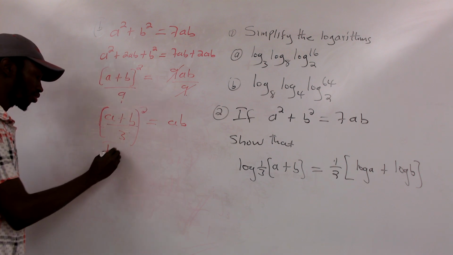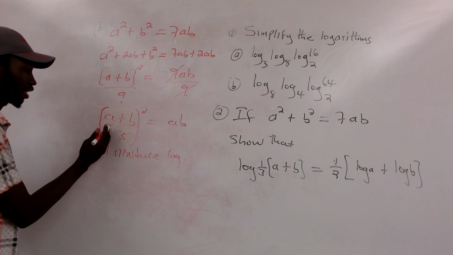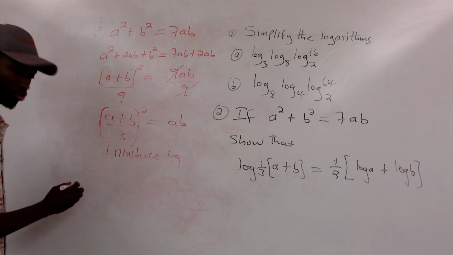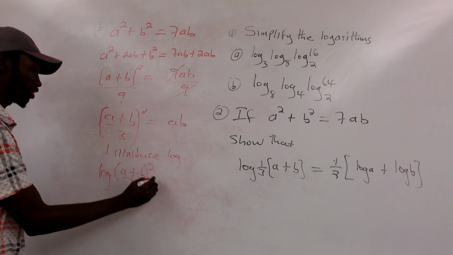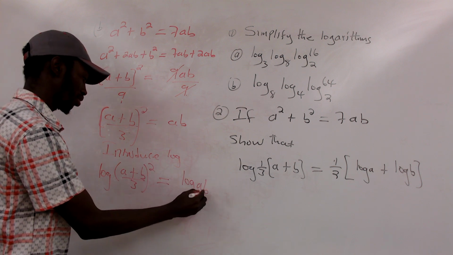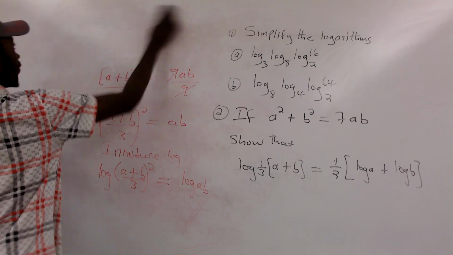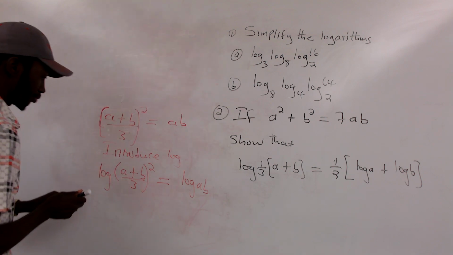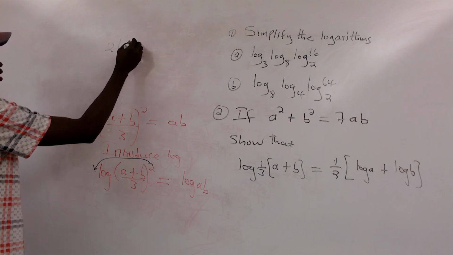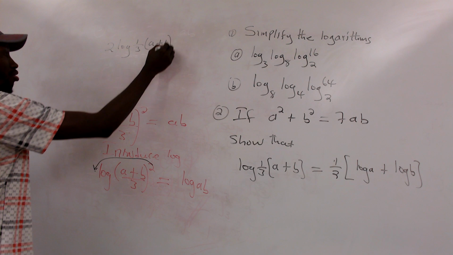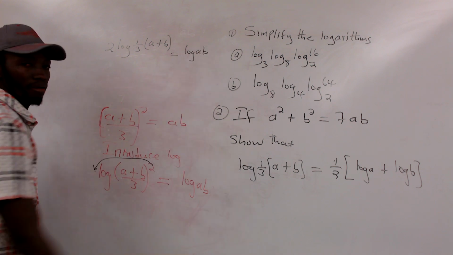So in this case, we introduce log on both sides. If we introduce log on the left hand side, we introduce log on the right hand side. So the value will be log of a plus b all over 3, all squared, equals to log ab. You see? So if we carefully move forward to complete this problem, this 2, we move it to the coefficient of this, which will be 2 log into 1 upon 3 into a plus b, because this 1 upon 3 is the same as this, equals to log ab.